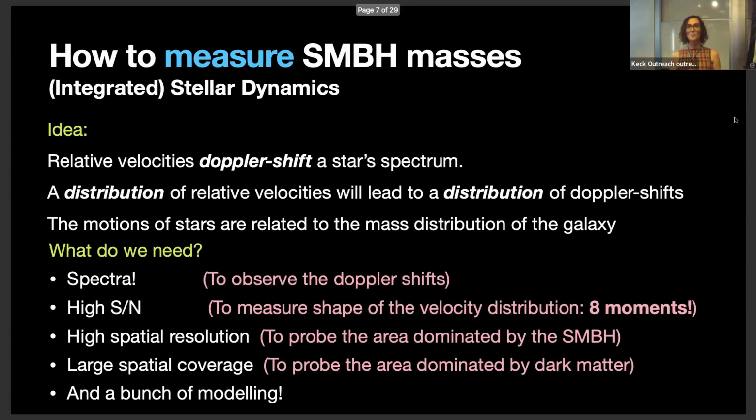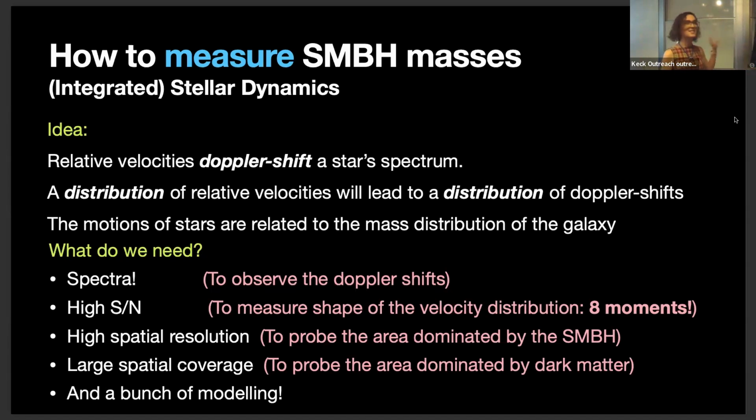So to do this, you need a number of things. First, you need a bunch of spectra, because that's where you'll actually see these Doppler shifts. You need those spectra to have extremely high signal to noise, because the features you're going to be looking at are absorption lines that are fairly faint within the realm of the spectrum. And you want to measure the entire velocity distribution, not just the mean and the width, but the entire thing out to, say, the first 8 moments of that distribution. You also need high spatial resolution so that you can probe all the way down to the region that is dominated by the black hole, all the way out to the region that's dominated by dark matter.